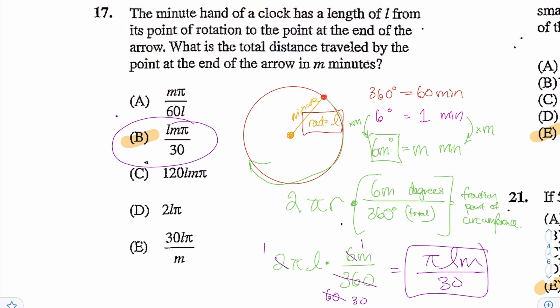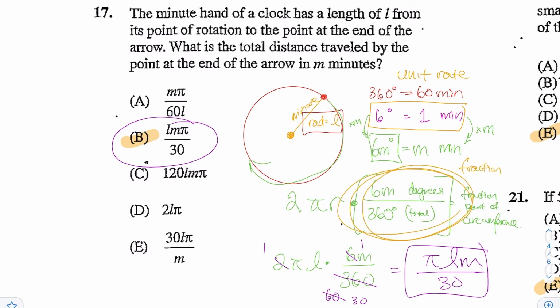So here you just use part over whole to figure out, well, first you need the unit rate. And then you use the unit rate for the minute hand. 1 minute goes 6 degrees to figure out the part over whole, which is 6M. In M minutes, it will go 6M degrees out of 360 degrees. And this is the fraction of the total, which is the circumference.